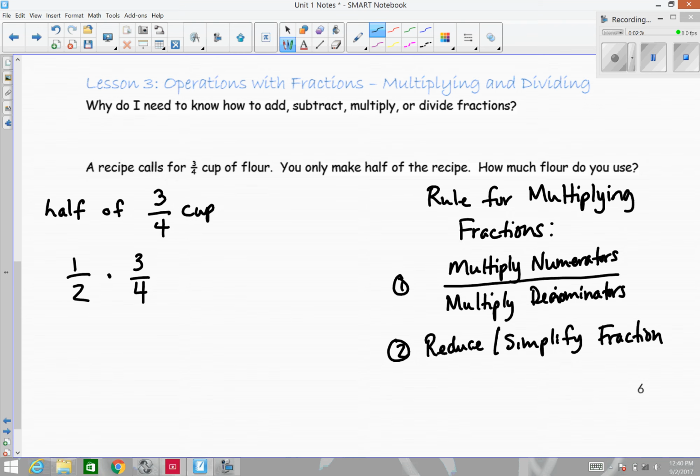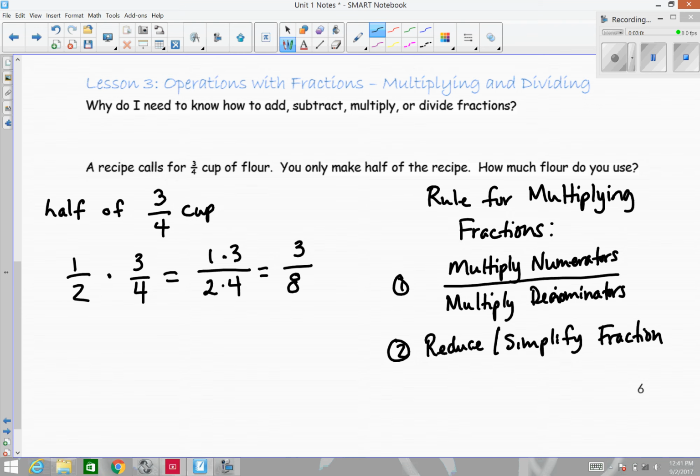So if I go back now to my problem with the flour, 1/2 multiplied by 3/4 is what I want to calculate, and following my rule, all I need to do is multiply my numerators. So I'm going to write that down, 1 times 3, and then I'm going to multiply the denominators. So I'm going to have 2 multiplied by 4 is my new denominator. Doesn't look like there's anything there that I can cancel out to simplify that early. So I'm going to go ahead and finish that multiplication. 1 times 3 is 3, 2 times 4 is 8, and I get 3/8 of a cup of flour is what I would need.